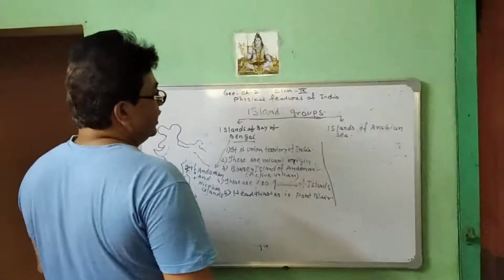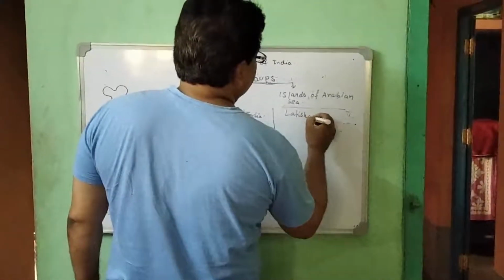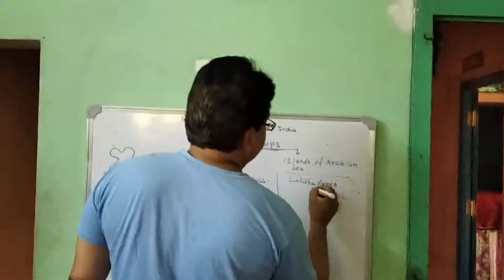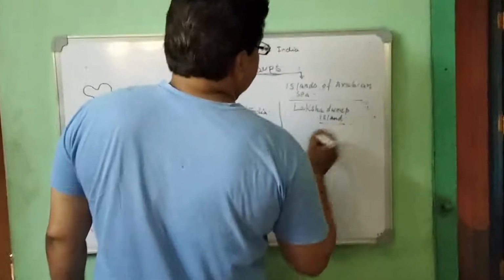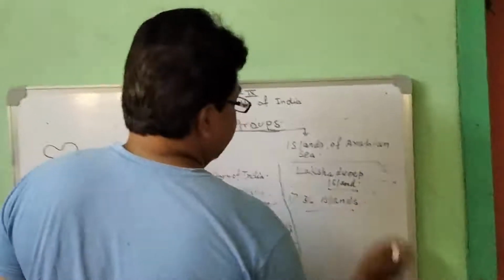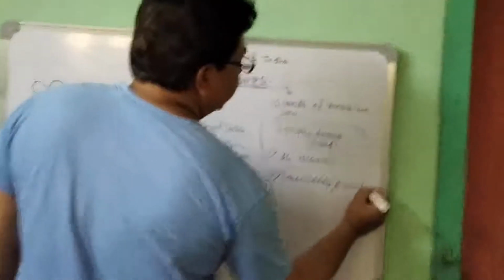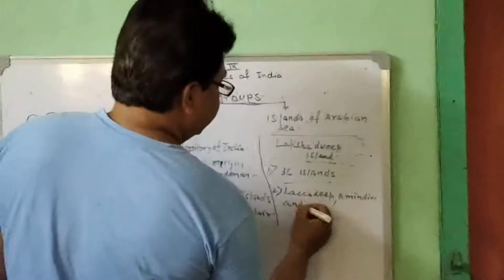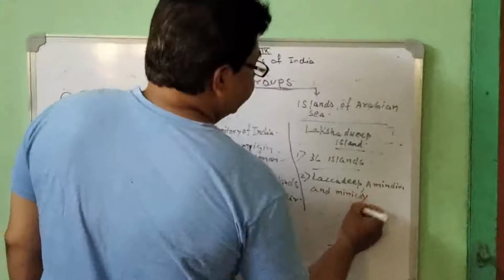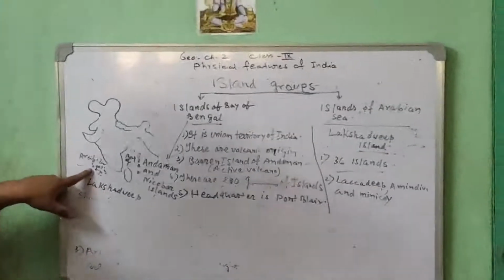Another island group is Lakshadweep, the islands of the Arabian Sea. Nearby 36 islands are located in Lakshadweep. The main islands are Laccadive, Amindivi and Minicoy. These three island groups together make Lakshadweep. It is located in the Arabian Sea.